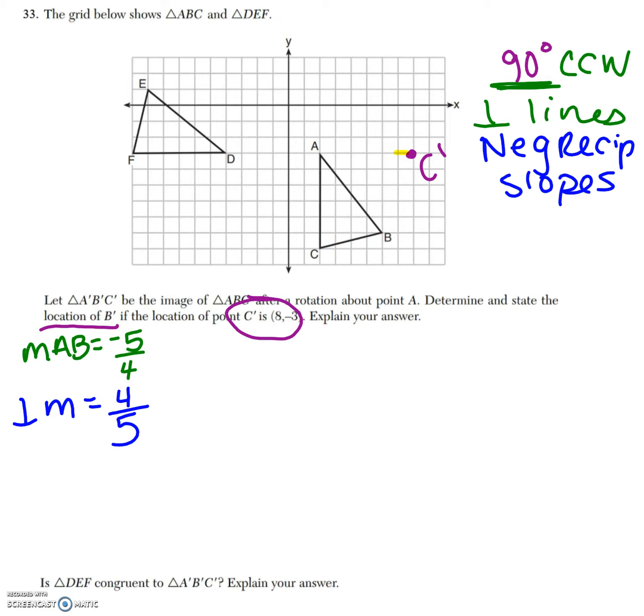So from A, I'm going to go up 4: 1, 2, 3, 4, and right 5: 1, 2, 3, 4, 5. And call that B prime. From here, I can connect my triangle.